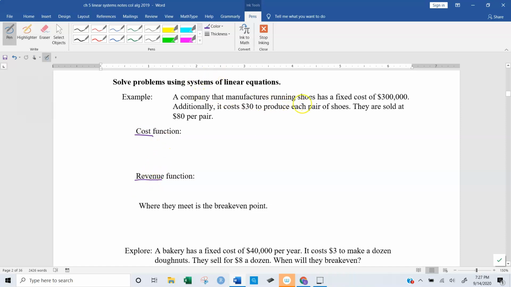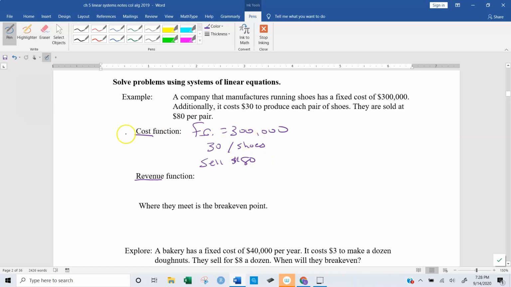So a company that manufactures running shoes has a fixed cost. So we have a fixed cost equals $300,000. Okay, it costs $30 to produce a pair of shoes. So $30 per pair of shoes. They sell for $80 per pair.